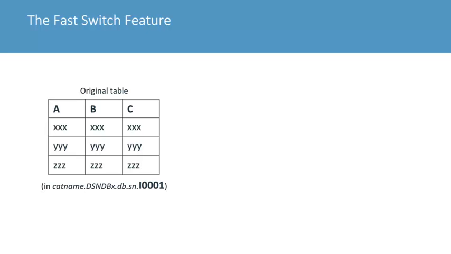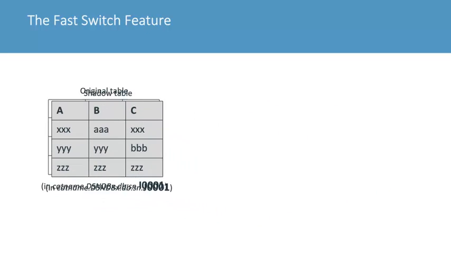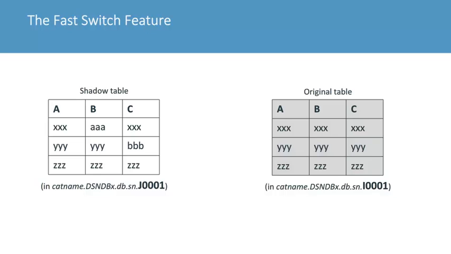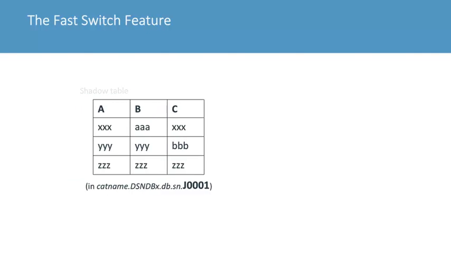With the Fast Switch feature, a shadow copy of the table is created. The shadow table is named with the inactive instance node. In this example, the VSAM dataset for the original table is an I instance. Therefore, the shadow is a J instance. Next, the shadow table is loaded with the latest data. The shadow table is then switched with the original table by updating the DB2 catalog with the shadow name, in this case, the J instance. The original table is deleted when this unit of work is committed. The shadow table becomes the new original table.